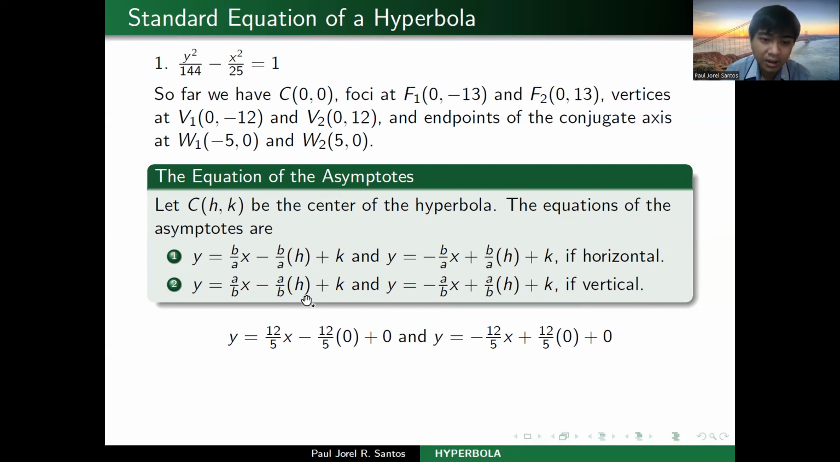H is 0, plus K, which is 0. Now, if you're going to recall, 0 times any number will lead us to 0. And 0 plus 0 will give us 0. So we can just erase this, no? Same goes with this. Okay? We have y equals negative 12 over 5, which is a over b, x plus 12 over 5, 0 times 0 plus 0. And this will also be 0. Simplifying this, it will give us this one: y equals 12 over 5x and y equals negative 12 over 5x.